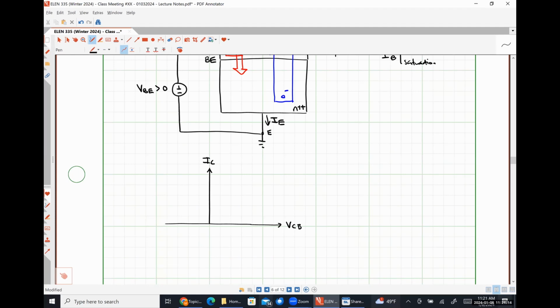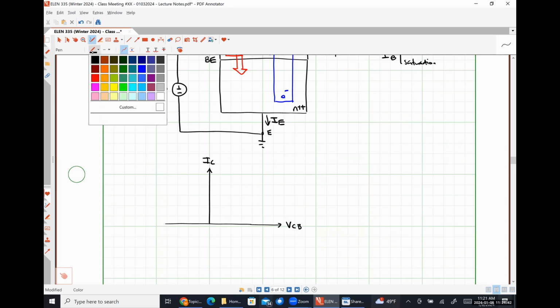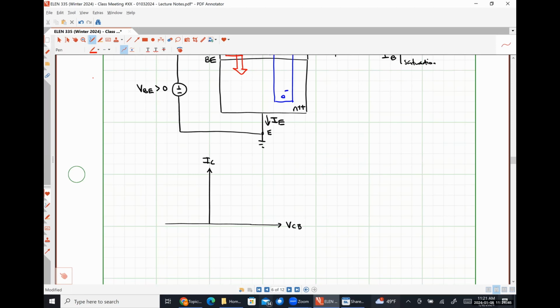Our base emitter voltage is effectively saying whether or not the base emitter junction is forward biased or reverse biased, or whether or not our majority charge carriers from the emitter are going to be able to diffuse into the base. And then VCB is going to have some effect telling us whether or not we're in saturation or forward active mode. So we should have something that looks like this.